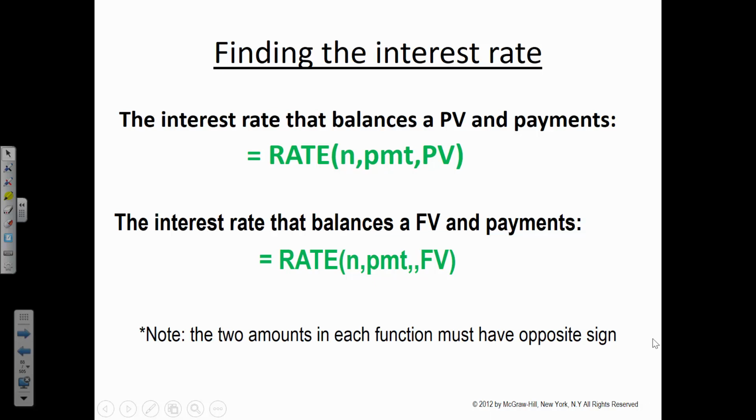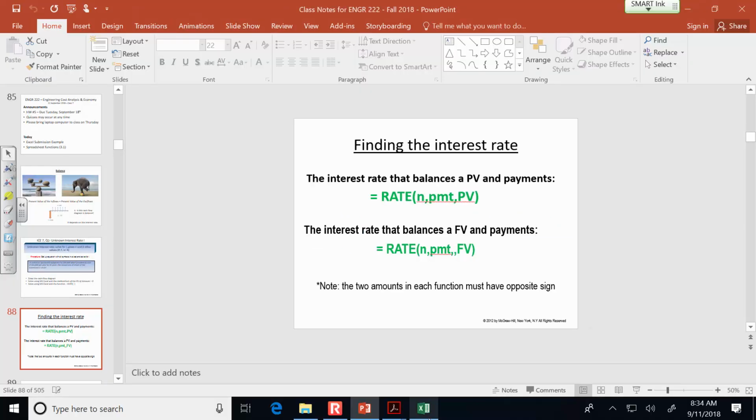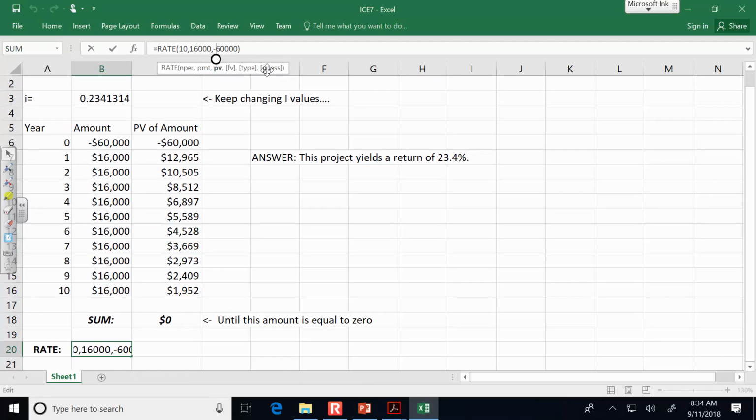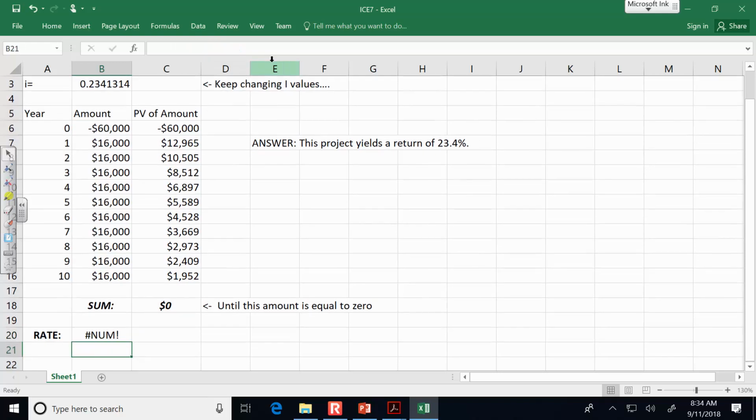And there's a note here. The amounts in each function must have an opposite sign. And so opposite sign, we're reminding you that sometimes you're making deposits, sometimes there's withdrawals, and so you need to account for that in the equation. Let's see what would have happened in here. What if I forgot that negative sign for the 60,000? What if I just typed in 60,000? What happens if you forget it?